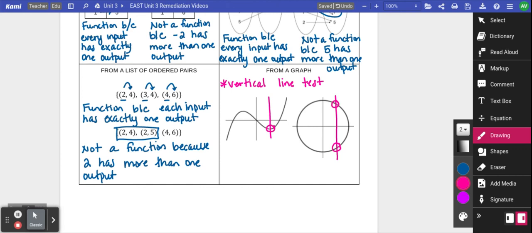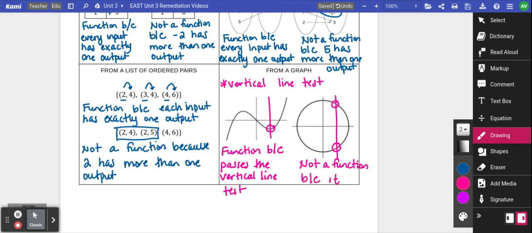So in this case, we would say that this first one is a function because it passes the vertical line test. And we would say that this second example is not a function because it fails the vertical line test.